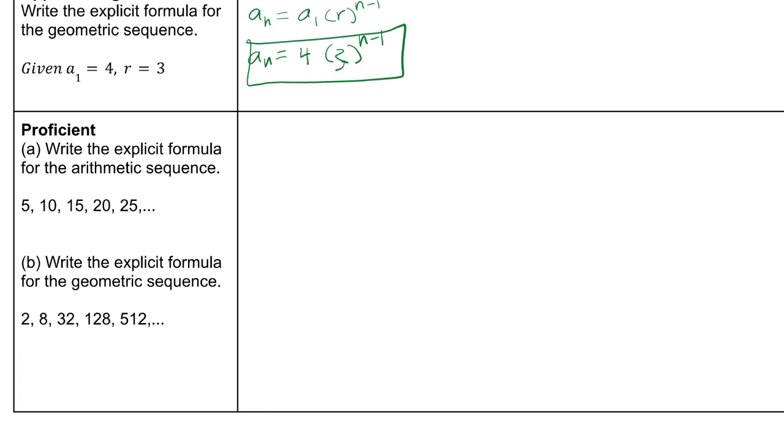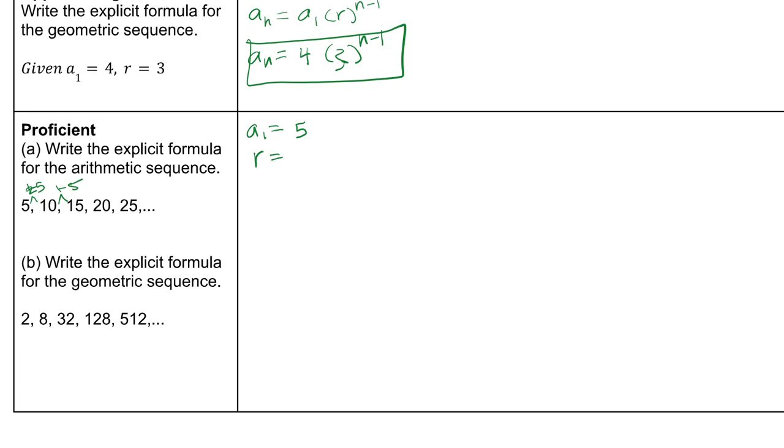Okay? So we have to do the same thing down here for the proficient problem, but it's not given to us exactly what A1 and R are. So we have to figure out what A1 and R are on this problem. A1 is 5, and to multiply 5 times 2, I get 10. And actually, sorry, this is not geometric, because if I times 10 by 2, I get 20. So I know it's not going to be 2. Instead, I'm going to be adding 5.